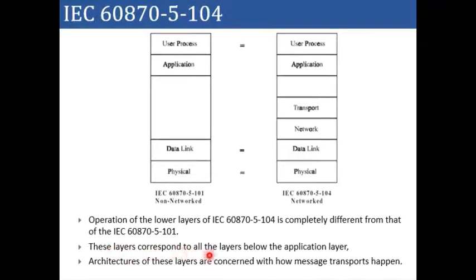Here these layers correspond to all the layers below the application layer. That means the layers below the application layer are different in both of the cases. The architecture of these layers is more concerned about how the message transport happens. So here mostly the concern is how point to point or multiple point to point data communication happens, while in case of 104 the main concern is how the data is transported over the network.